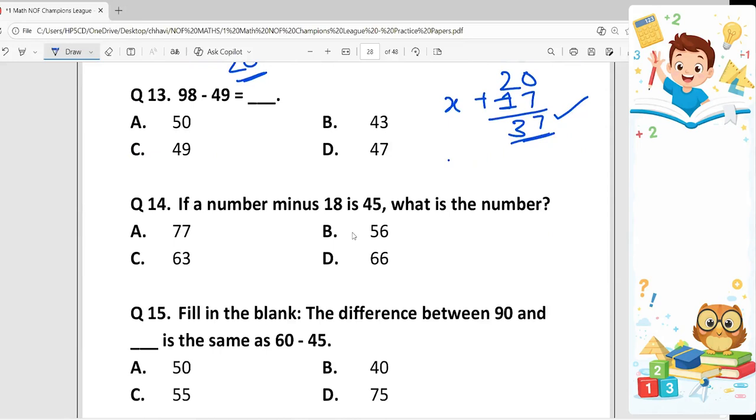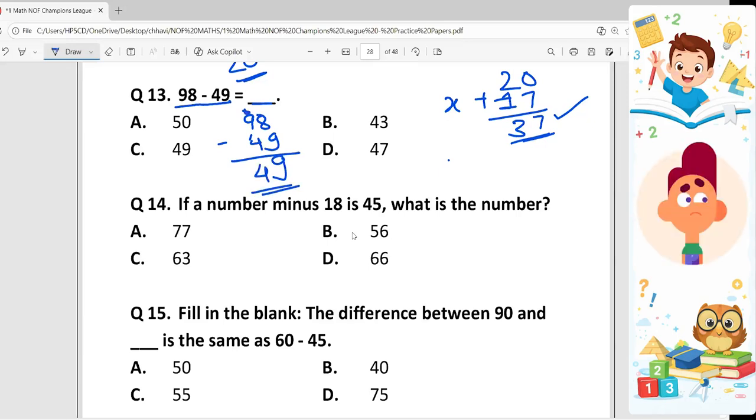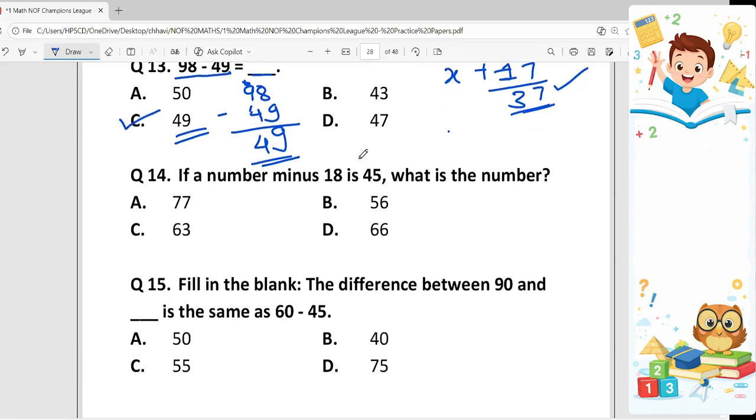13th one. 98 minus 49 is equals to what? Now they have just given directly that you have to subtract and get the answer. So we'll subtract it. 98 minus 49. Now it is 18. We have borrowed 1 from here. So 18 minus 9 is 9. And it becomes 8 over here. So 8 minus 4 is 4. So 49 is the correct answer. That is option C.